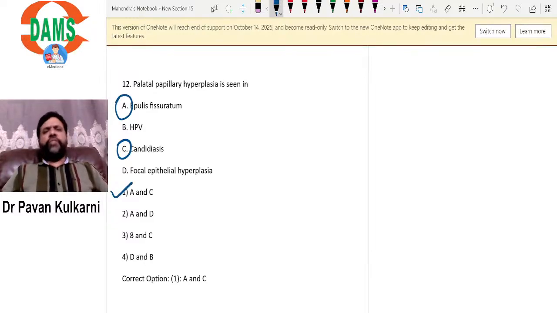Not because of HPV. HPV doesn't show any palatal papillary hyperplasia. Instead, HPV will show the papillary hyperplasia, but not of the palate. You will see wide projections, that too on the tongue. Okay. Focal epithelial hyperplasia or Heck's disease again does not affect the palate. Epulis fissuratum, that means it can be because of the denture, or in candidiasis also, where there is ill-fitting denture, you will see this palatal papillary hyperplasia.